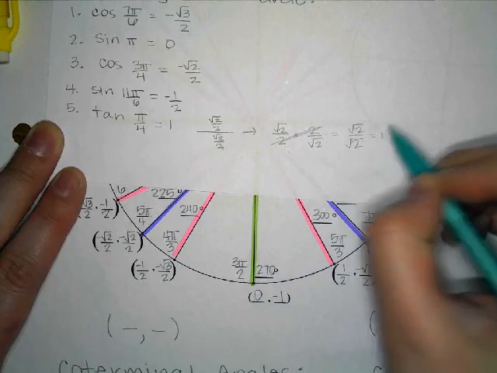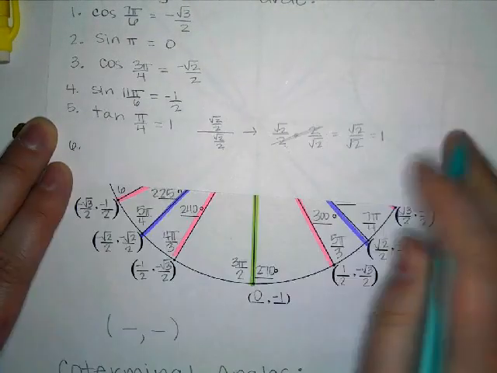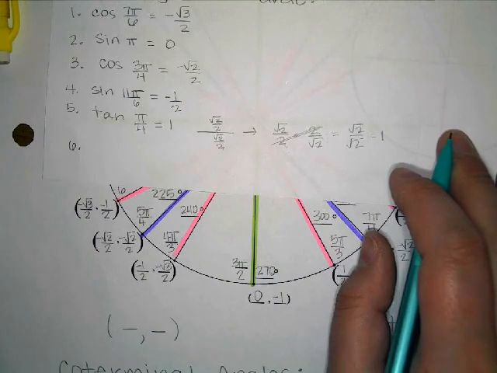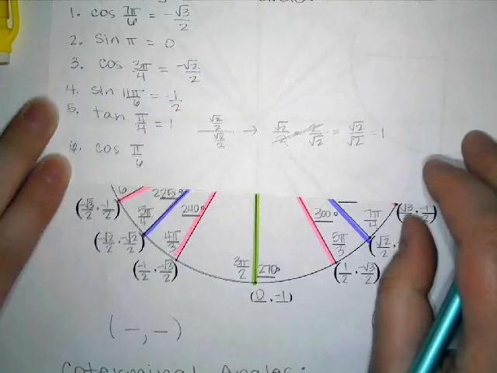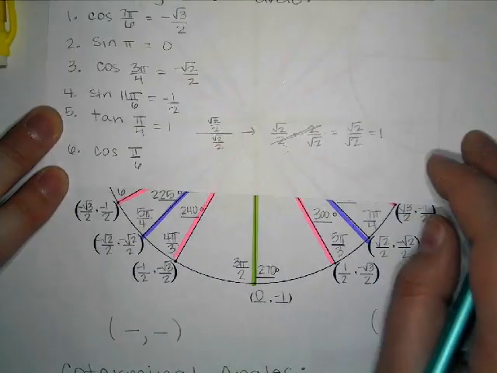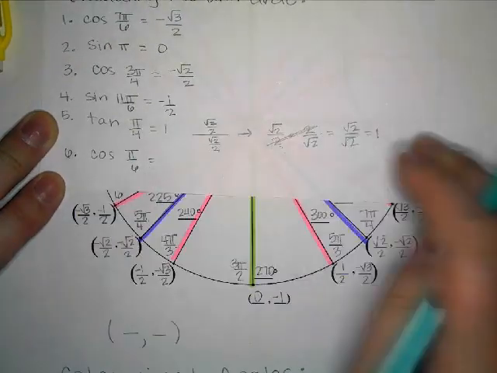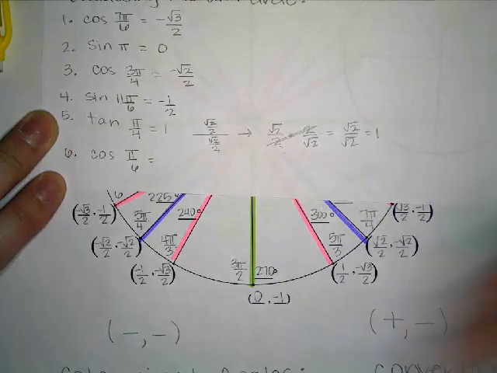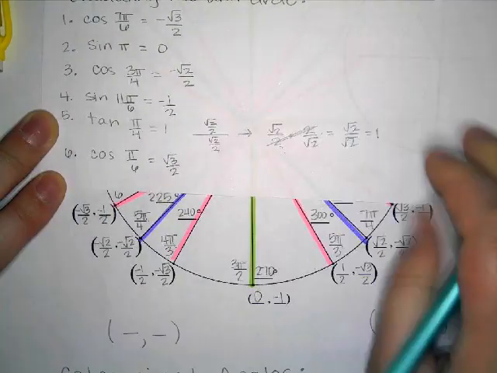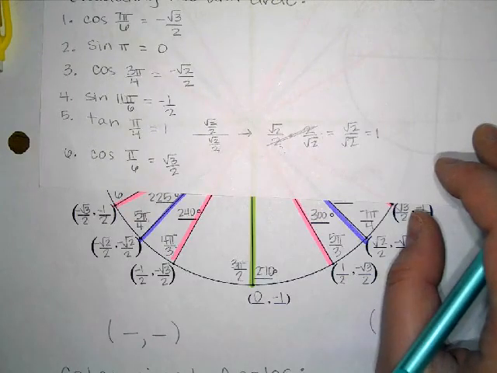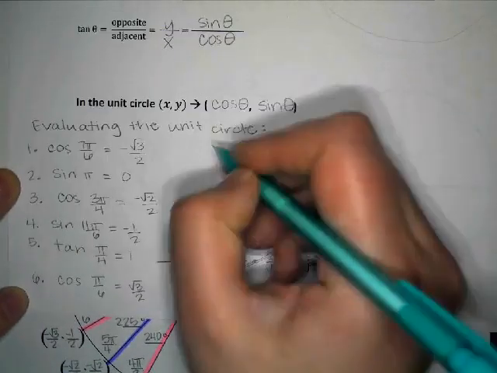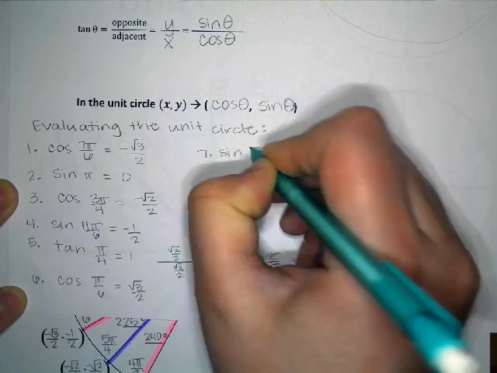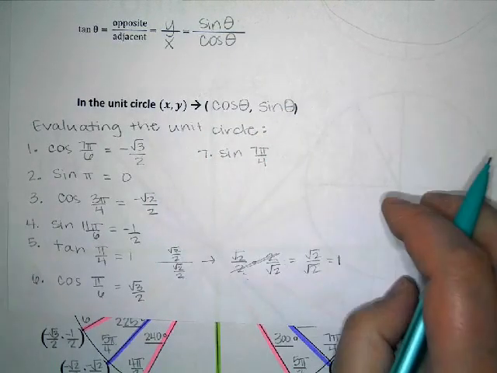Okay, let's look at another problem. For this one, let's do cos of pi over 6. What are we getting for cos of pi over 6? Root 3 over 2. So we located pi over 6, we found the x-coordinate, and we write it down. Okay, let's look at sine of 7 pi over 4.